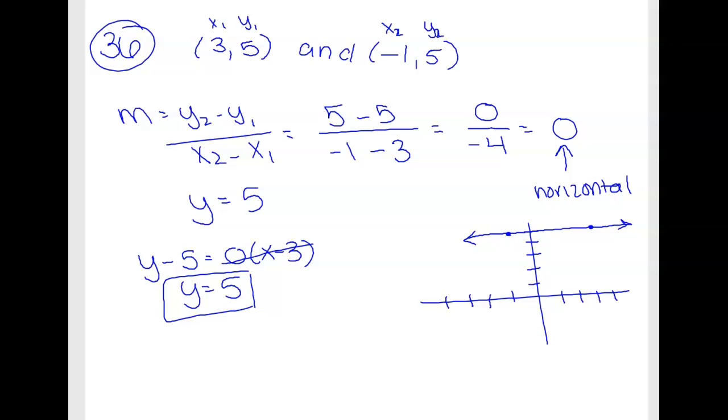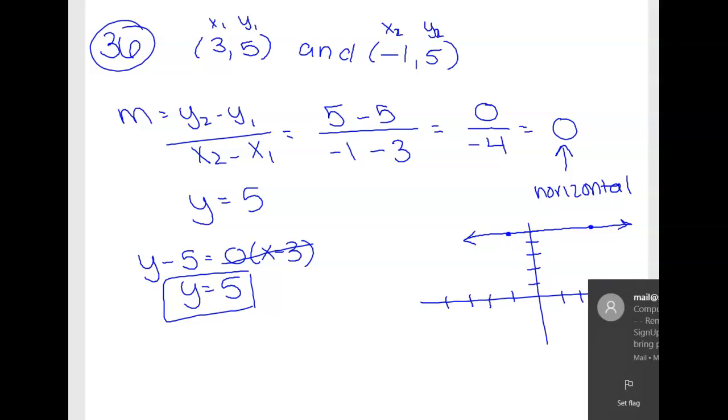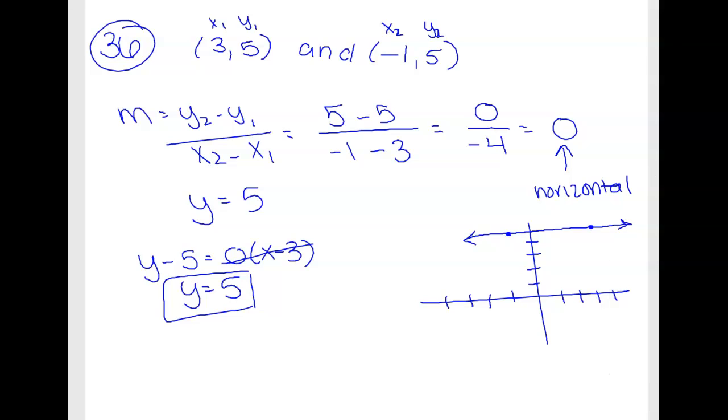Review, you have number 36 up there. So for number 36, you were given 2 points. You needed to find their slope. When you found their slope, we found our slope to be 0. Since the slope is 0, that tells me the line is horizontal.